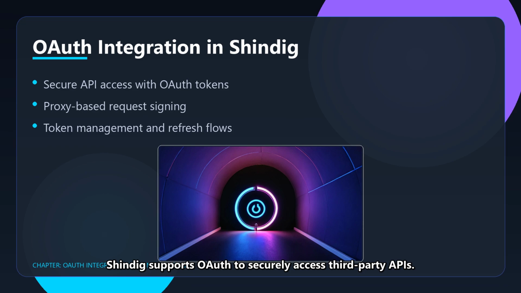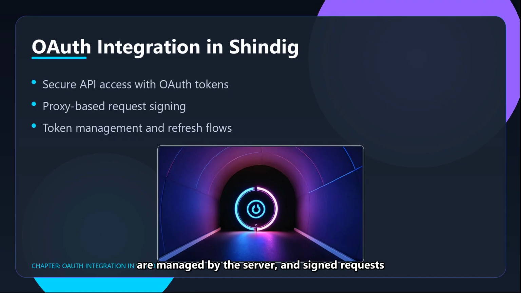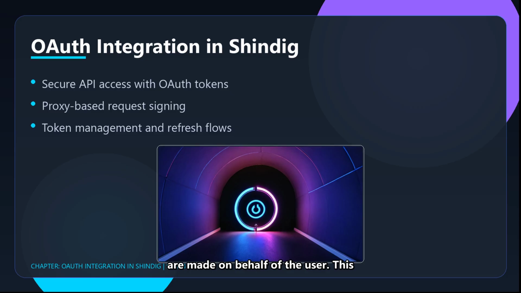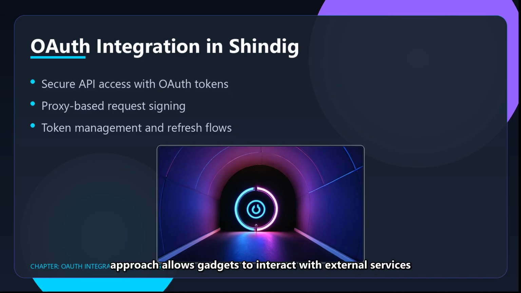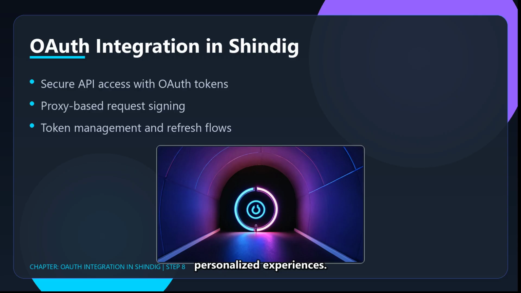Shindig supports OAuth to securely access third-party APIs. It uses a proxy-based model where OAuth tokens are managed by the server and signed requests are made on behalf of the user. This approach allows gadgets to interact with external services without exposing sensitive credentials, while still enabling rich, personalized experiences.